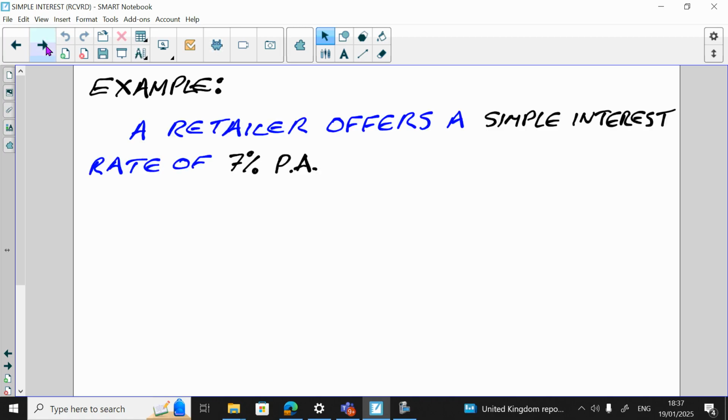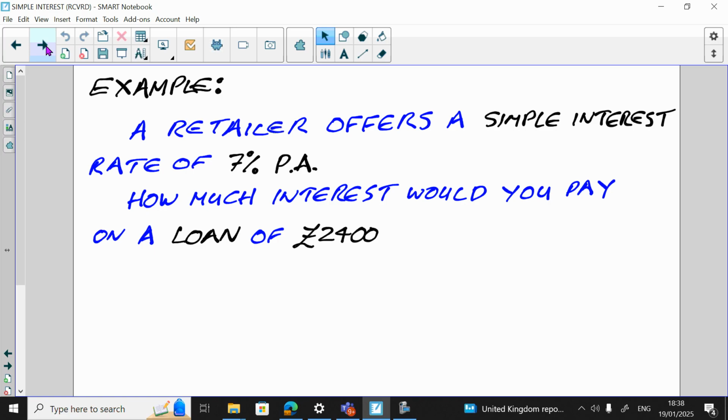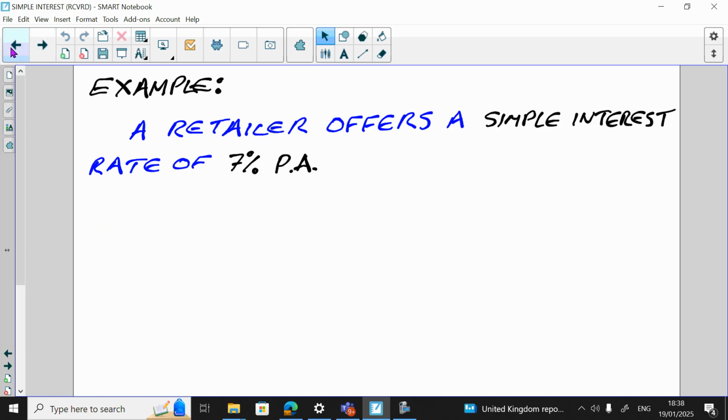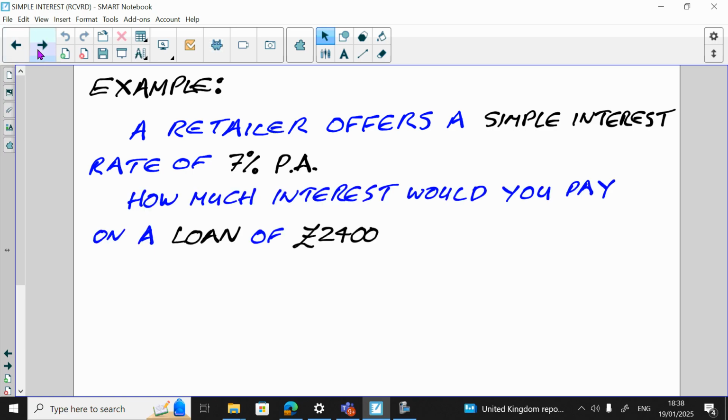Let's go for an example here. So someone's selling you something at a simple interest rate of 7% per annum. A retailer. So here we need more. So we'll get 2 bits of information. Initially, we had the 7% per annum, and now we've got a new piece of information. The loan, okay, the premium, the principal, whatever they call that, £2,400.